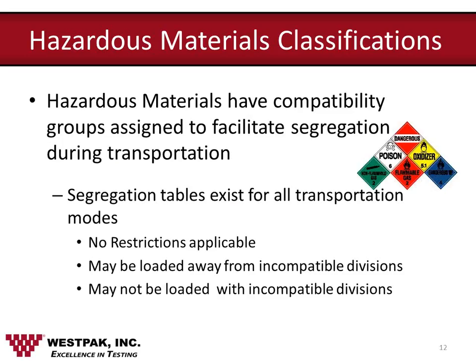Second is that it may be loaded away from incompatible divisions. What this means is that these 2 classes could be loaded in the same truck, but they have to be away from each other, one on the left side, one on the right side, one on the front, one on the back. The last case is that they may not be loaded at all with each other, because if these 2 substances react to each other, the results could be disastrous. Therefore, these 2 can't even travel together. It doesn't matter what the case is, they just can't travel together.